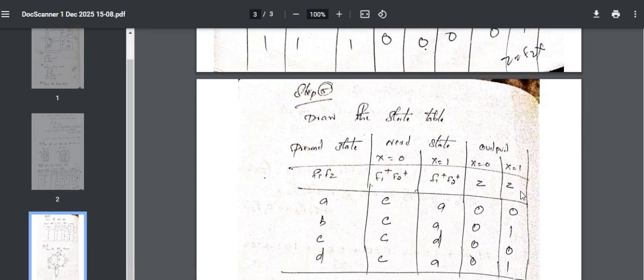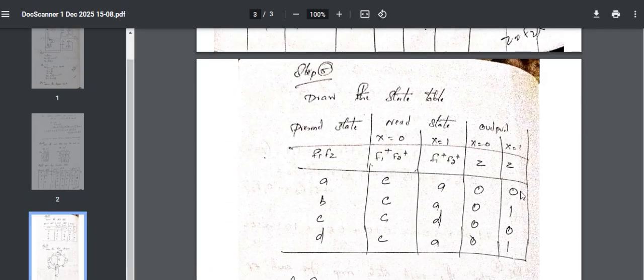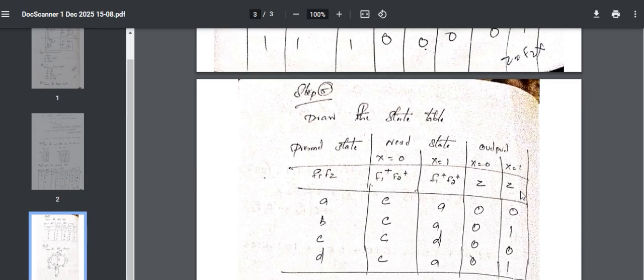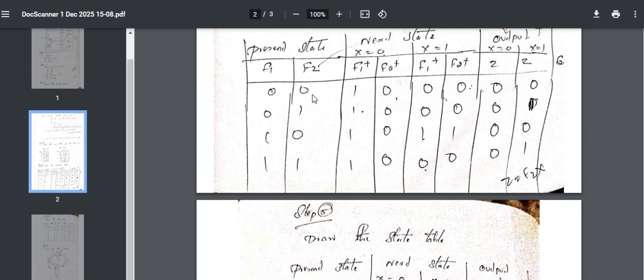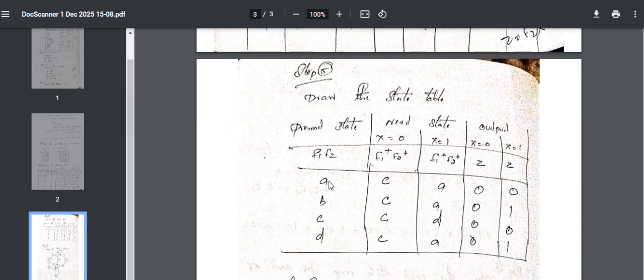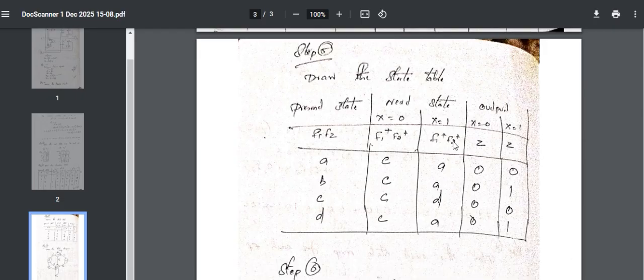Now coming to step 5, your state table. In the state table, you have to mention the states with alphabets. In the previous table, wherever you have 0 0, it is mentioned as A, 0 1 is mentioned as B, 1 0 is mentioned as C, and 1 1 is mentioned as D. So in this next table you see, wherever 0 0 is there, that is changed to A, B, C, D. It is just following the previous table, but you need to change it to alphabets. That's all with step 5.